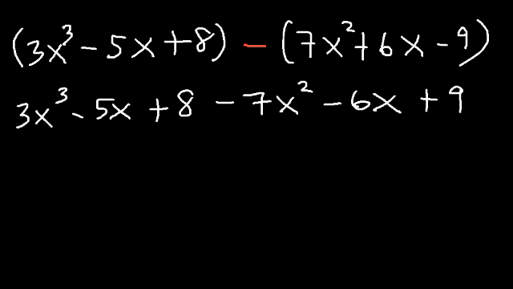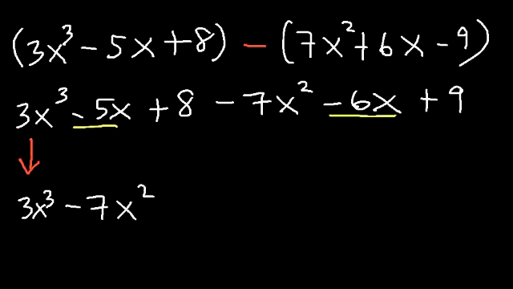So now let's go ahead and combine like terms. So there's no similar term to 3x cubed. There's only one x cubed term. So we're just going to bring it down and rewrite it. Likewise, this term is one of a kind. So we're just going to rewrite it. Now we can combine these two terms. Negative 5 minus 6 is negative 11. And 8 plus 9 is 17. So this is the answer, 3x cubed minus 7x squared minus 11x plus 17.